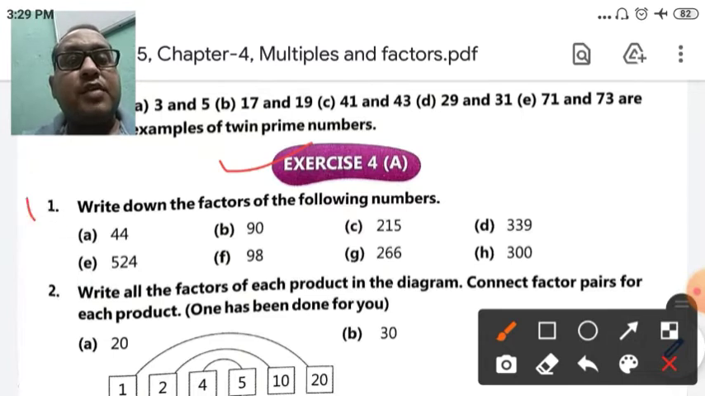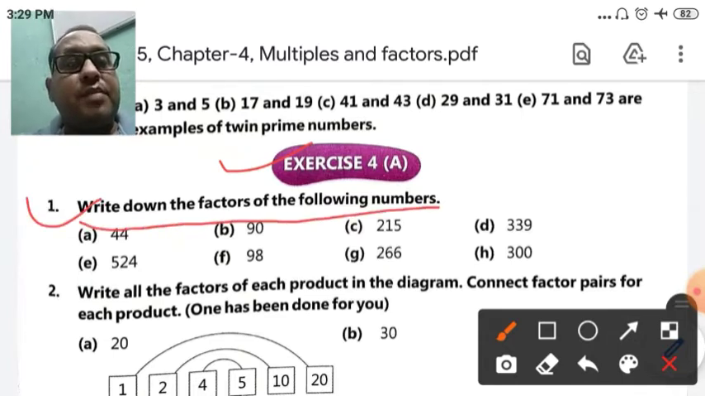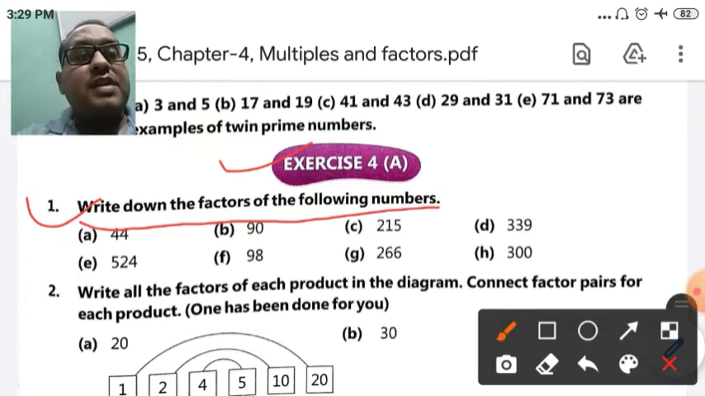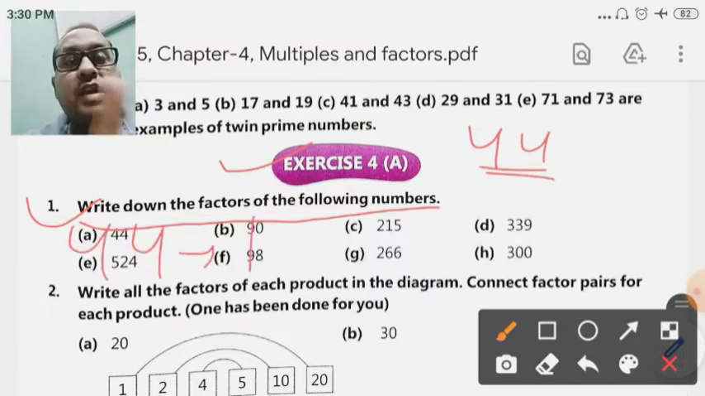Exercise 4a, question number 1: write down all the factors of the following. There are a few numbers, and we have to find all the factors. So 44 is a number. We can use the division method as well as the prime factorization method. Here we use the division method. What is a factor of 44? Start with 1. 1 is a factor of every number, as we discussed in the last video.